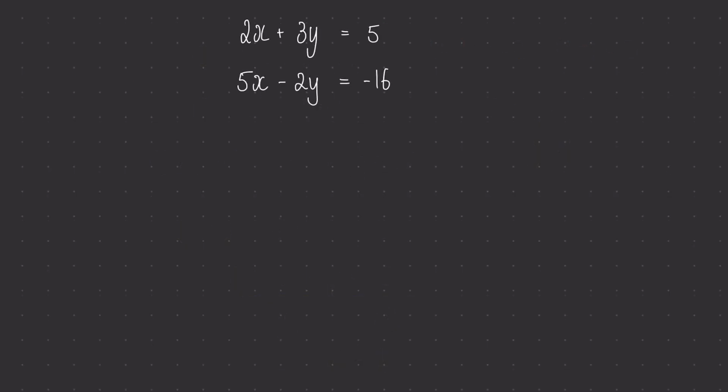This example is slightly harder than the previous two. Neither the x nor the y coefficients can be multiplied quickly to be the same in the first and the second equation. There's no quick fix to multiply this 2 to turn it into 5, or this 3 into 2, for example. So what we're going to do this time is multiply both equations by something.